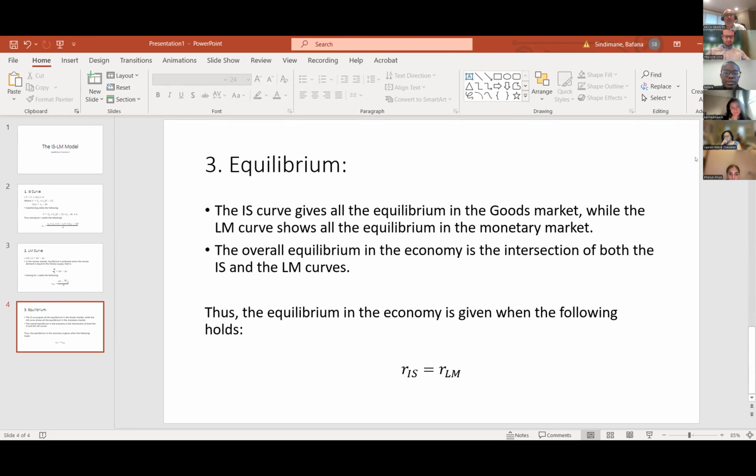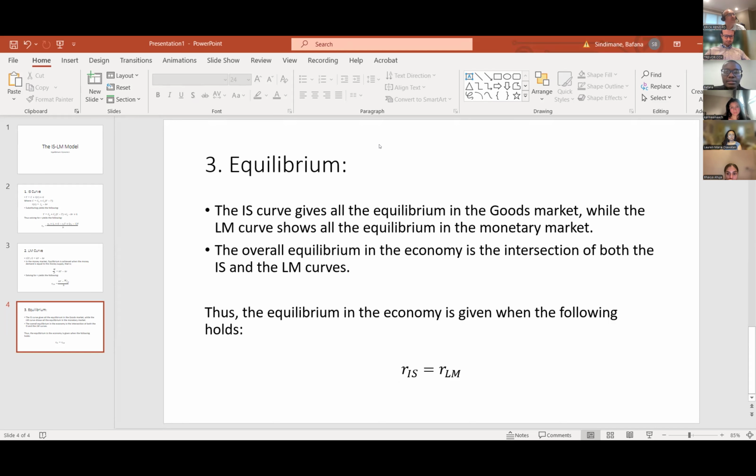And then we have the equilibrium. The overall equilibrium in the economy occurs at the point when the IS curve intersects the LM curve. That gives us the general equilibrium in the economy. This happens if the real interest rate in the goods market is equal to the real interest rate in the monetary market, or put another way, if the difference between the two interest rates is zero, that's when we have the general equilibrium in the economy.